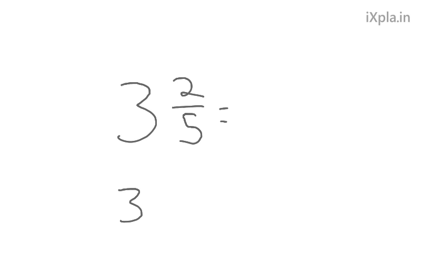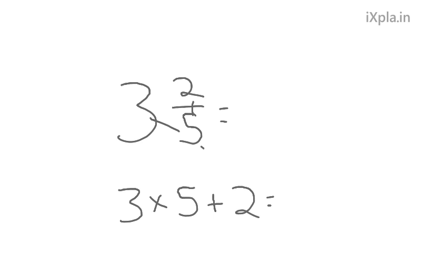Now we're at 2. 2a says change to improper fractions. So we have 3 and 2/5. We need to change that to an improper fraction. So what we do is we say 3 times 5 plus 2.